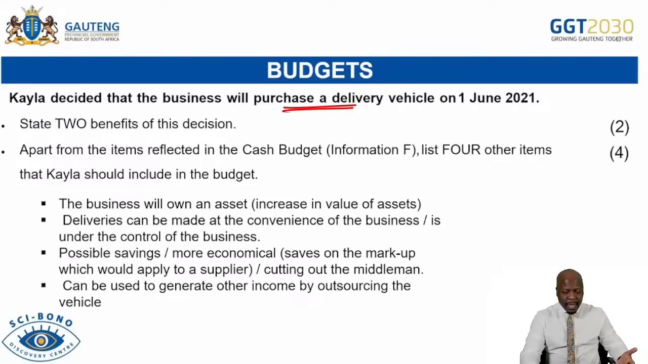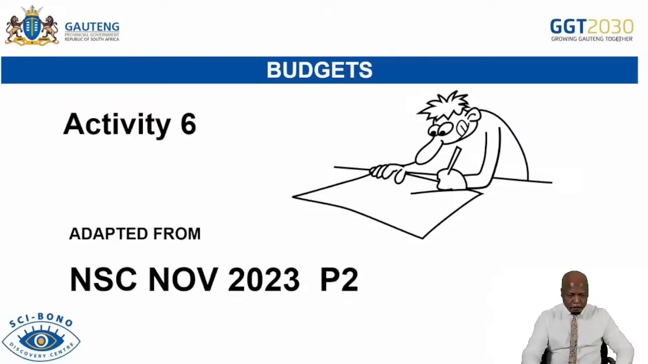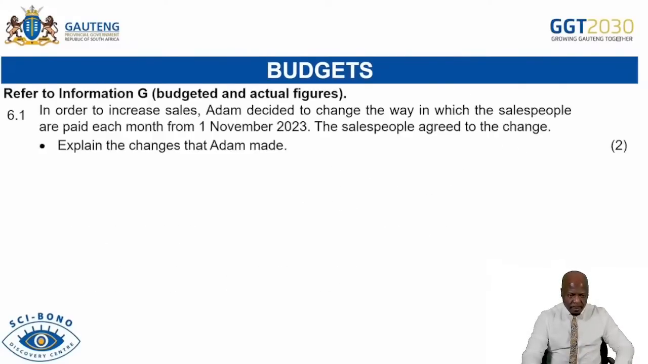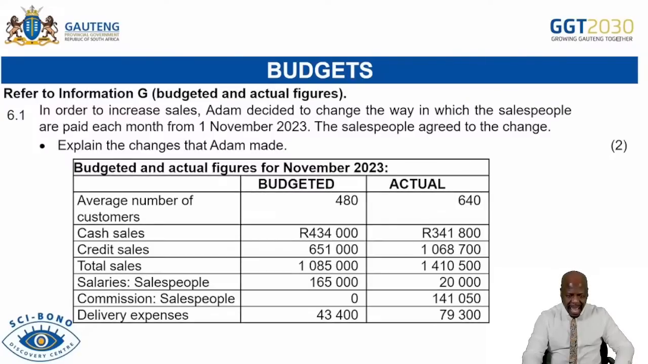Okay, so these are some of the reasons why it is good or how it will benefit the business if they would buy their own vehicle. The business will own an asset and deliveries can be made easier. It becomes convenient for the business. So these are questions that can change, they can shift, they look at your ability to solve problems. So as you prepare over the weekend, prepare on questions that test you on your problem solving techniques. I'm going to move on to the next activity, which is also analyzing the budgeted and the actual.